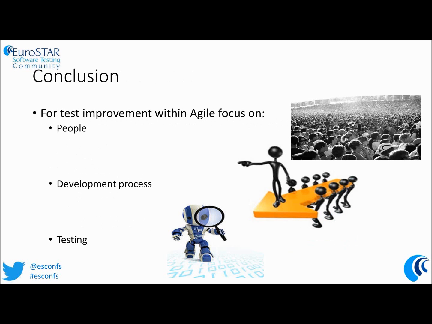So what we've seen is that within test improvement for Agile, as opposed to TPI and TMMI, there's more focus on people skills, and just the people themselves, because the person is more important here. It's just, well, if you have a team of perfect people, then will you also have a good team?